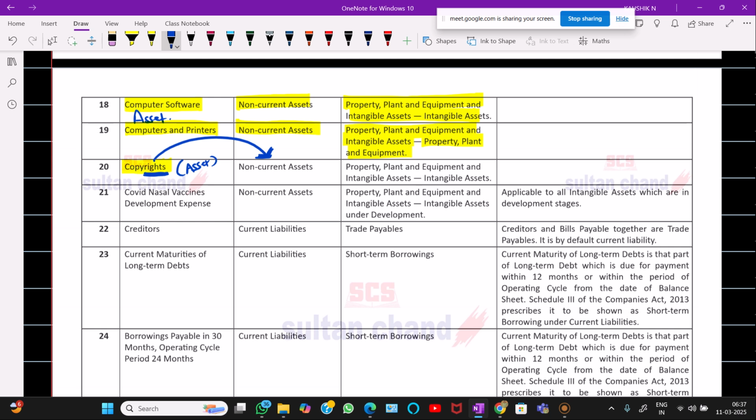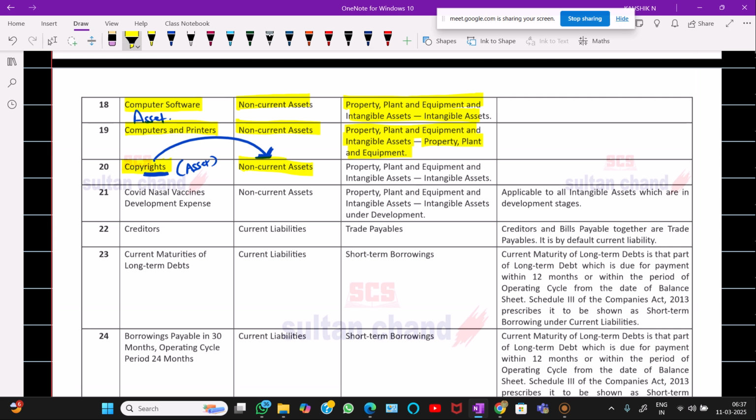Any rights in Tamil we call as urimai. How long will you have that right? The rights are subject to a time period, so it is always for a longer period. So copyright is a long period right, so it is a non-current asset. Basically rights are assets. So copyright is a non-current asset, that is a fixed asset.